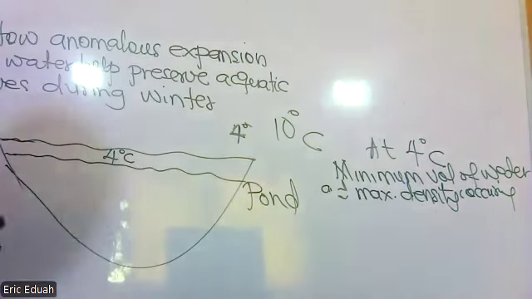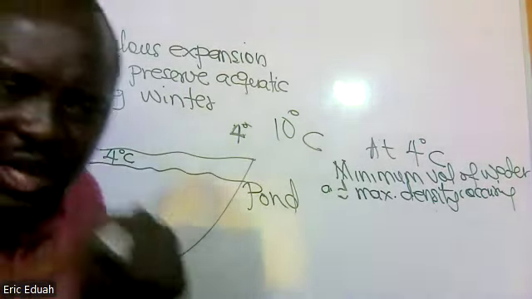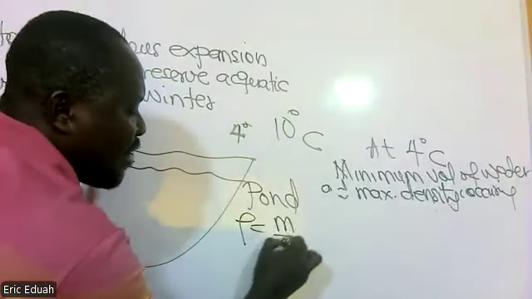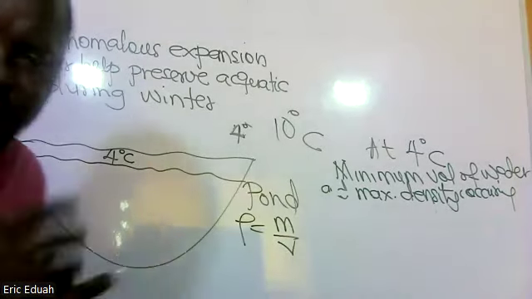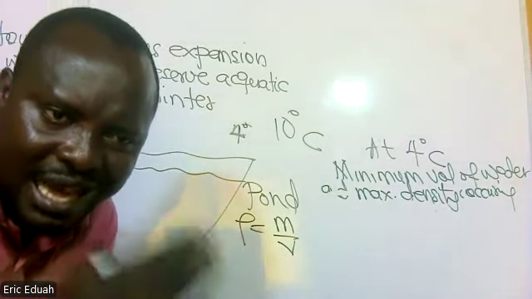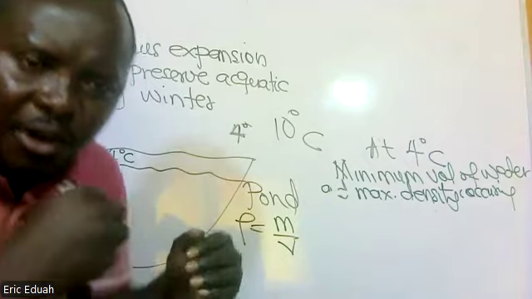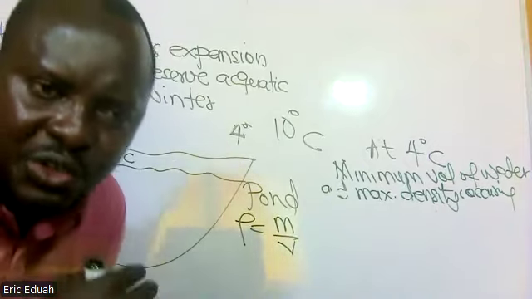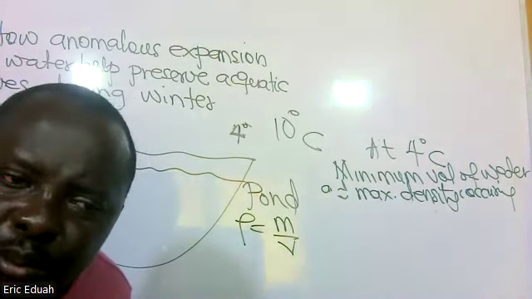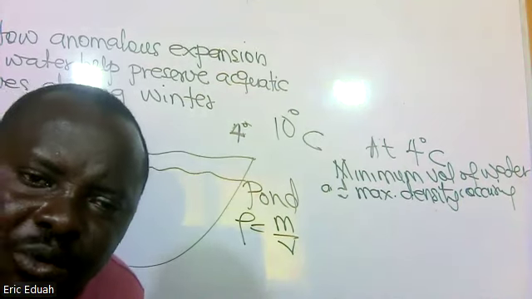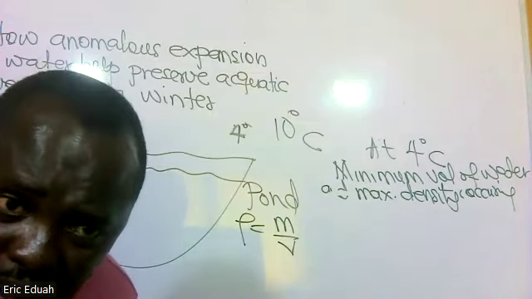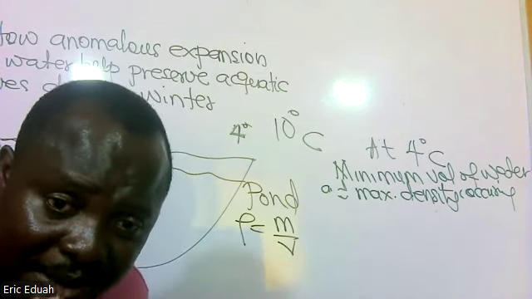Let me explain this again. Water contracts as we cool it. Density is equal to mass over volume. So at different temperatures, the volume of water is changing. At 9, 8, the water is contracting. At 7, it is contracting. By the time it gets to 4, where the abnormality starts, we have the minimum volume of water occurring. Please, are you following? Class, are you following? Yes, sir.